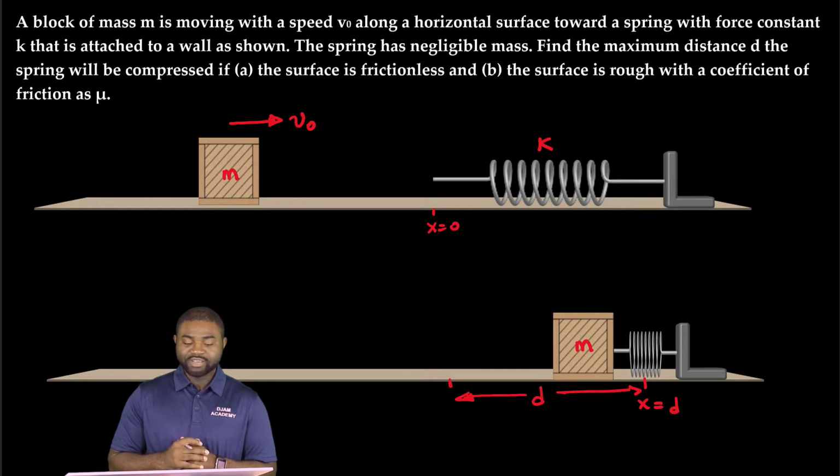A block of mass m is moving with speed v0 along a horizontal surface towards a spring with force constant K that is attached to a wall as shown. The spring has negligible mass. Now we are required to calculate the maximum distance d the spring will be compressed if A, the surface is frictionless, and B, the surface is rough with a coefficient of friction mu.